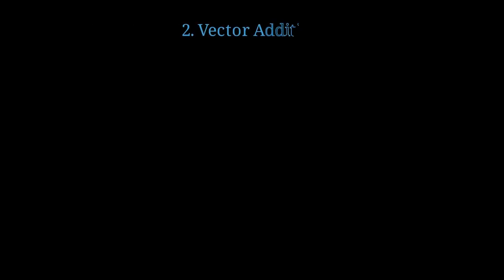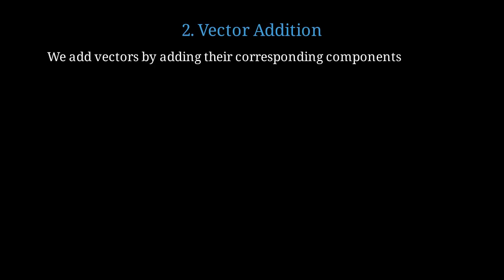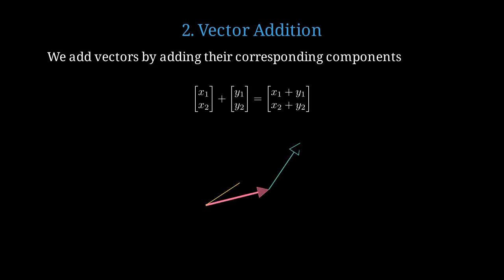Now let's learn how to add 2 vectors together. Vector addition is performed component-wise, meaning we add corresponding entries. To add 2 vectors, we simply add the first components together and the second components together. Geometrically, we add vectors by placing the tail of the second vector at the head of the first vector. The sum is the vector from the origin to the final point.